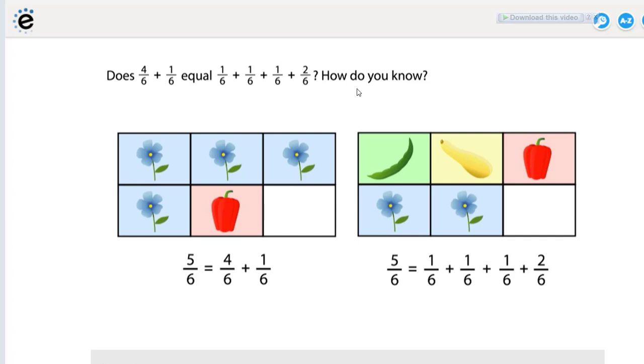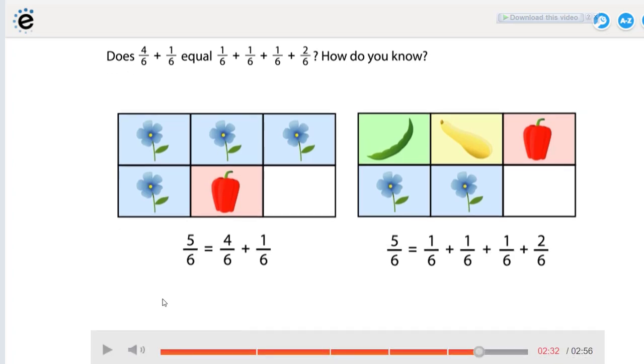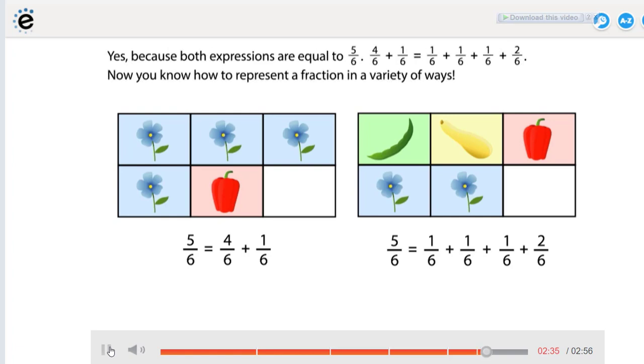Yes? Because of the quotient. 5/6 and here 5/6. Yes, because each of them represents 5/6. Wow, I like your answer. Thank you, Abdurrahman. Great work. Yes, because both expressions are equal to 5/6.